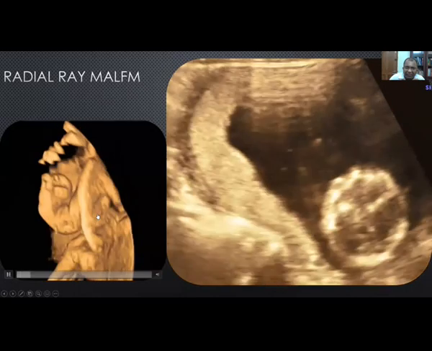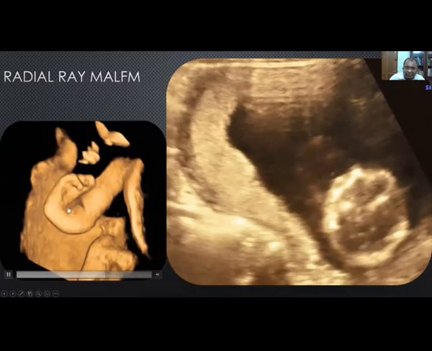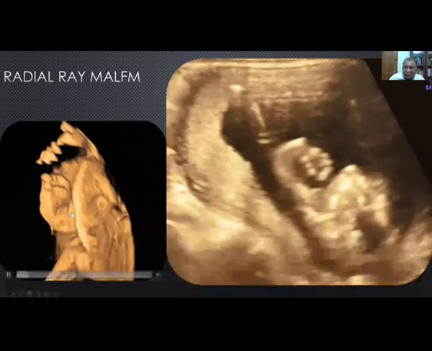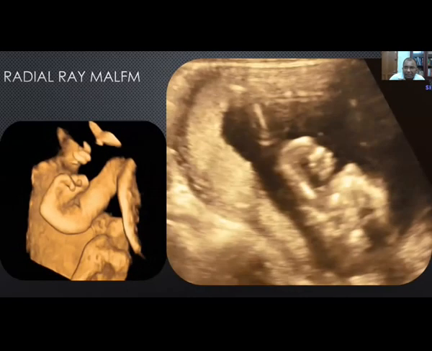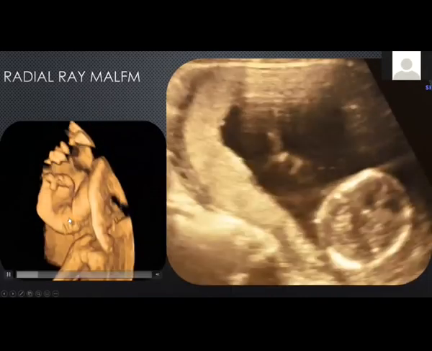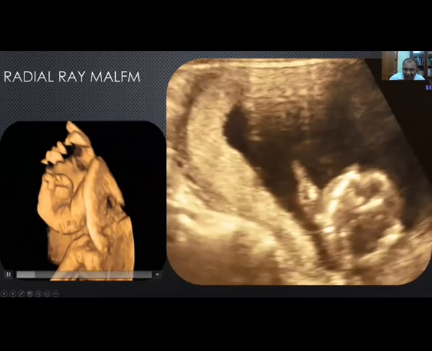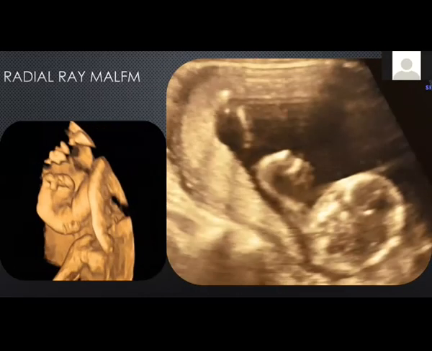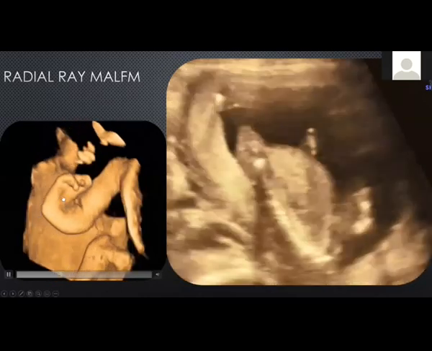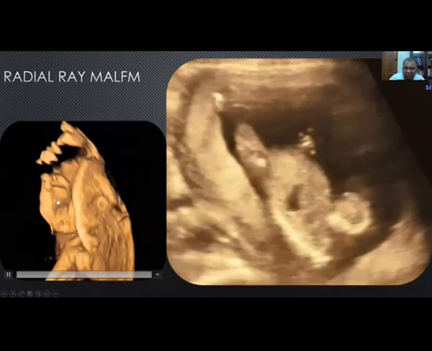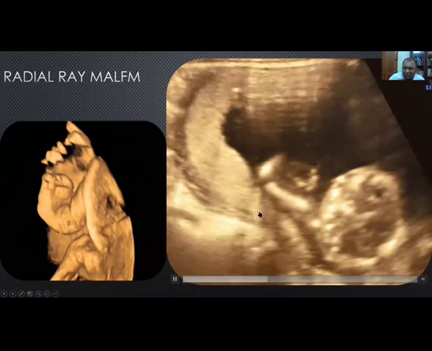Radial ray malformation. This is strongly associated with syndromes. So once you see a radial ray malformation, usually the radial bone is absent or hypoplastic, the thumb is usually abnormal, and there is a radial absence or deviation of the carpal bones too. So this has a strong association.